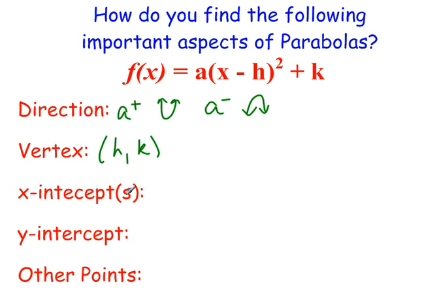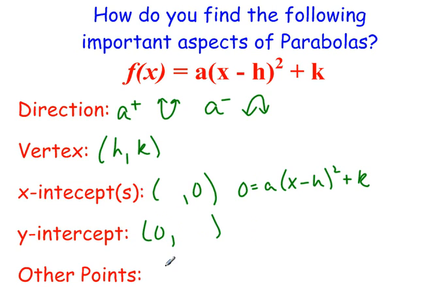Now, we're not going to spend a whole lot of time on this, but every x-intercept occurs where y, or in this case f of x, equals 0. So if we did want to solve for our x-intercept, we would set y, or f of x, equal to 0, and then try to isolate the x by moving everything to the other side.